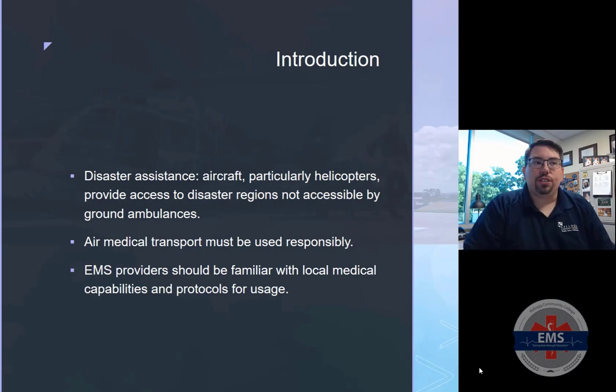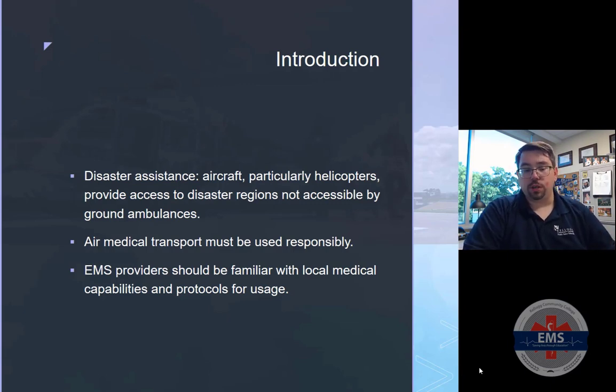Now, disaster assistance is one of the things that we oftentimes don't think about with air medical transport operations, but they do serve a role. In most of these situations, particularly helicopters can provide a lot of access to disaster regions or even help transport folks that otherwise may not be able to get out if it's a mass casualty incident, especially much more than ground ambulances. We also know that air medical transport must be used responsibly. It's not meant to be called for every call that you run, every trauma. We don't launch the aircraft every time. However, we need to be smart about using our resources. There is a time and a place for us to implement air medical transport.